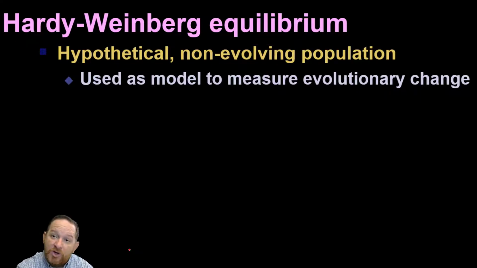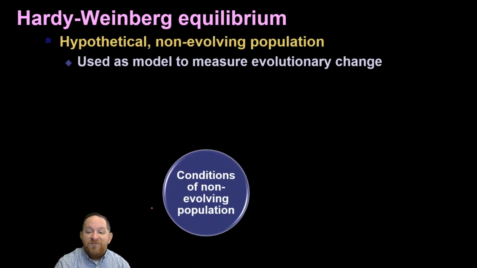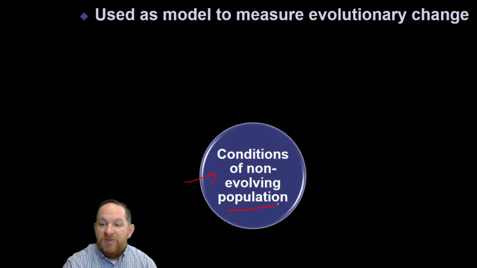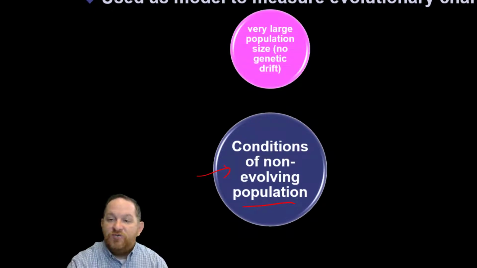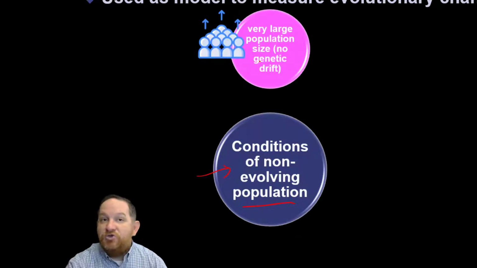So for Hardy-Weinberg equilibrium to apply, for this hypothetical situation to apply, there are several conditions for a non-evolving population. These have to be met. Now, all of these have to be met. Of course, they rarely ever are, if ever, but for us to do this math, we have to assume that we have a non-evolving population. So the first thing that has to happen is we have to have a very large population size, meaning no genetic drift, which of course means there couldn't have been a bottleneck, there couldn't have been a specific event to create a founder effect. None of that could have happened because we need a large population size.